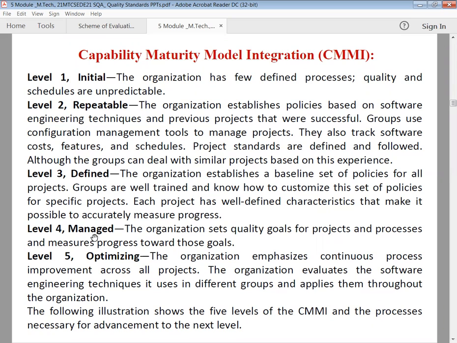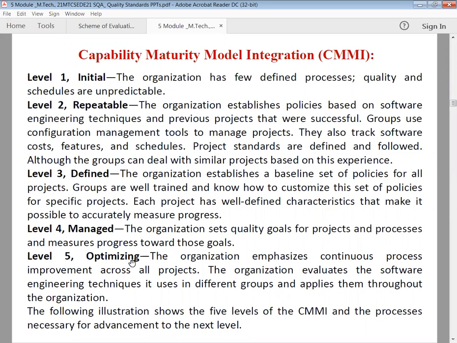If you go for level 4, if your organization is managed, this organization sets quality goals for projects and processes and measures progress towards those goals. So we'll set our own goals to achieve the target. We'll travel through the goal. So accordingly, we will set the costing, timing, processes, equipment, everything. Everyone will be given some target. So they have to achieve the target within the given stipulated time.